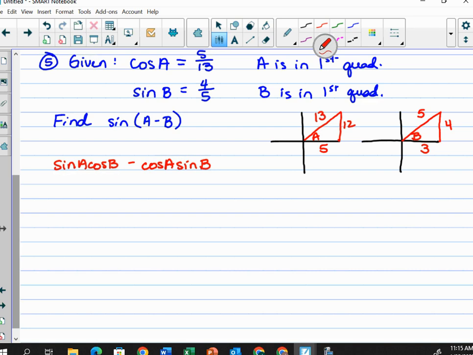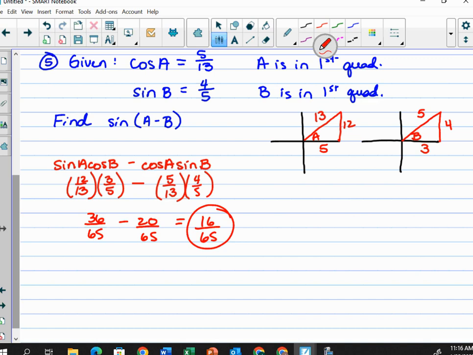So write your formula. The sine of A is 12/13. The cosine of B is 3/5. The cosine of A is 5/13. And the sine of B is 4/5. So you should have 36 over 65 minus 20 over 65. Did we get 16 over 65? Yes.